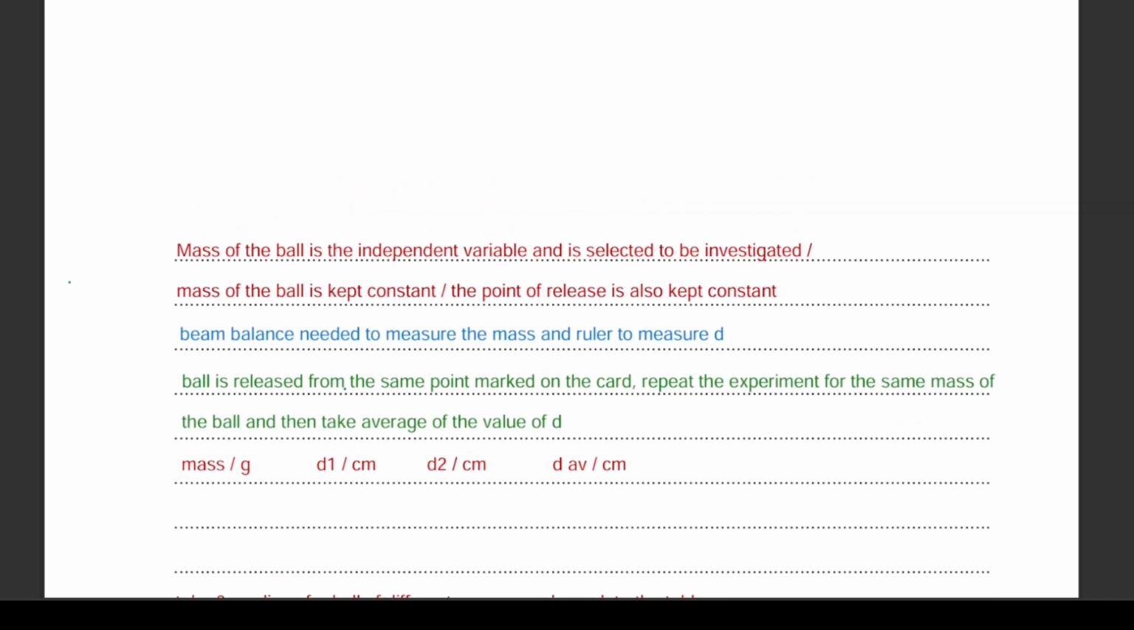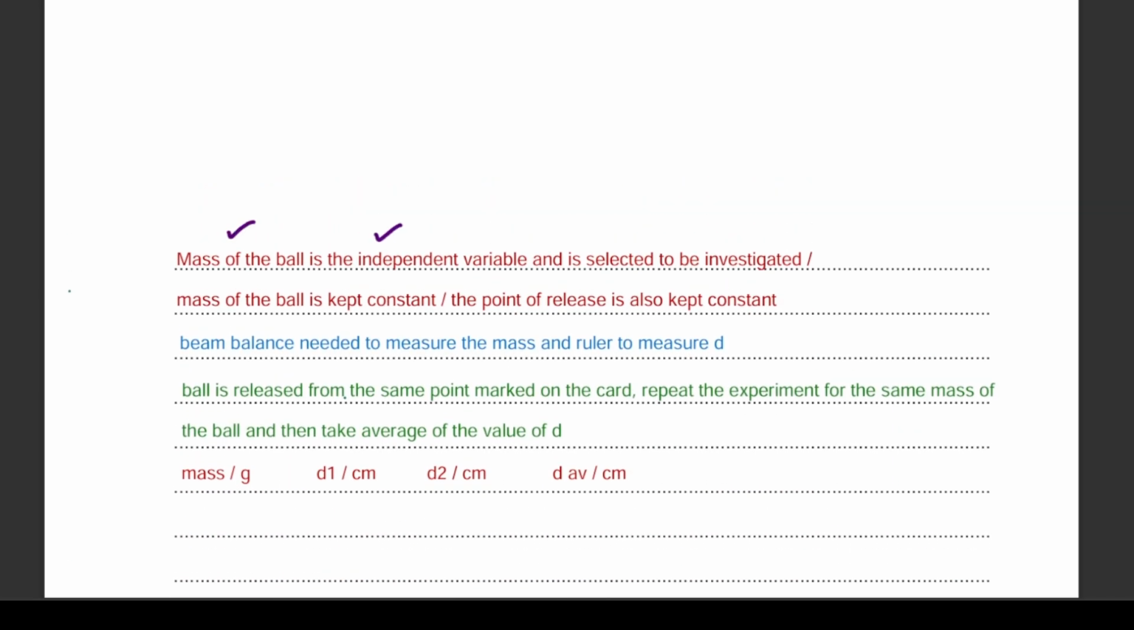What I have done is the mass of the ball is the independent variable and is selected to be investigated. Or you can choose the mass of the ball to be kept constant and the point of release is also kept constant. For example, again, I've explained this earlier, how you can do this. If you're changing mass, the point of release should be the same. If you're changing the height, the mass of the ball should be constant. And that is how you're going to crisscross through this.